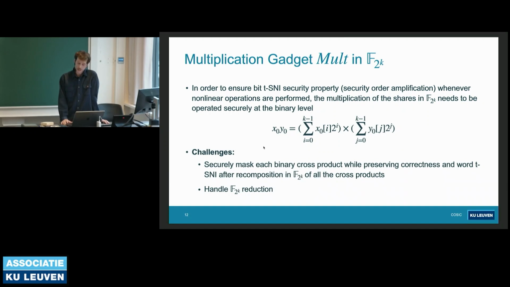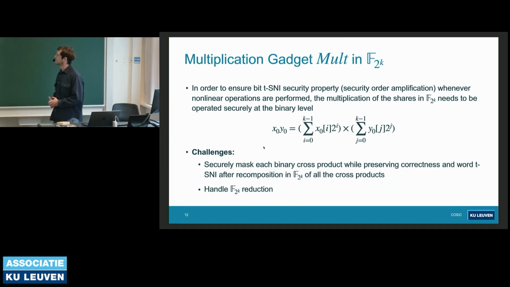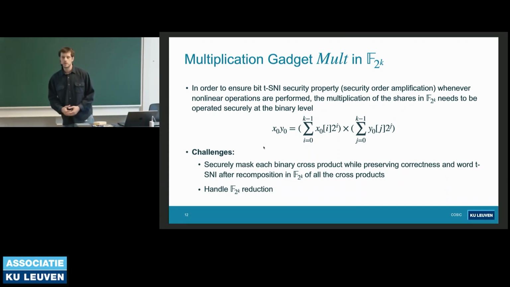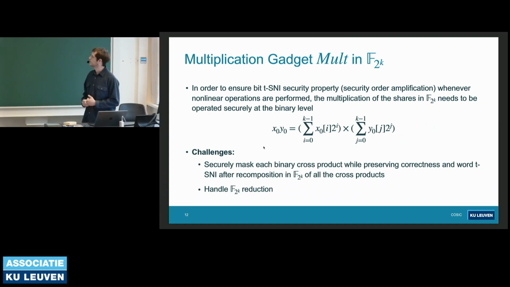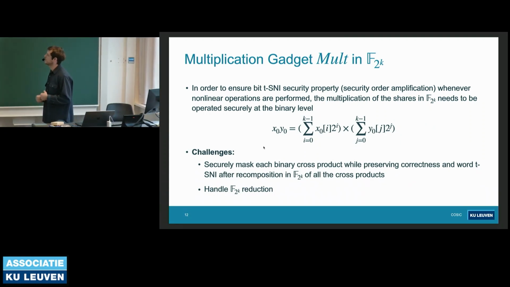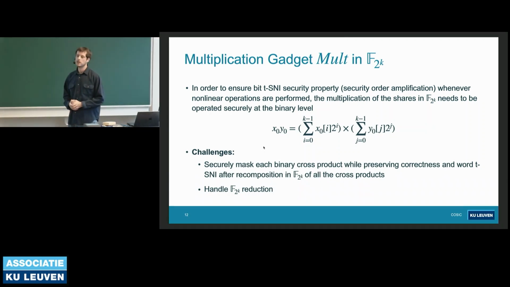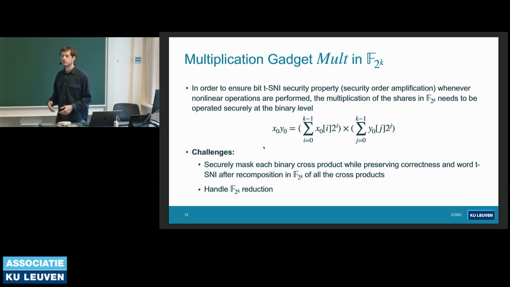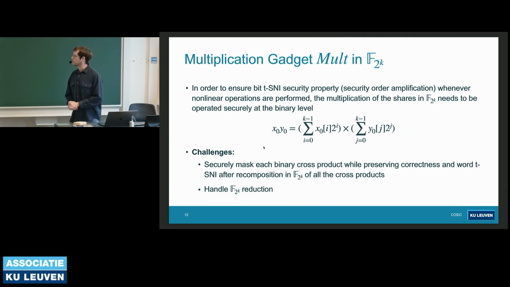So regarding the multiplication, the nonlinear operation between 2 shares, what we want is to ensure, as I said, this t-SNI security property, so as to maintain the security order amplification effect during secure computation of nonlinear operations. To do so, we need to be able to operate securely at the binary level. So what we did is that we followed the schoolbook multiplication algorithm to compute x0 times y0, where you take each bit of x0, multiply it by each bit of y0, and then you do a squaring. And then you have to take care of the reduction of overflown bits and so on.